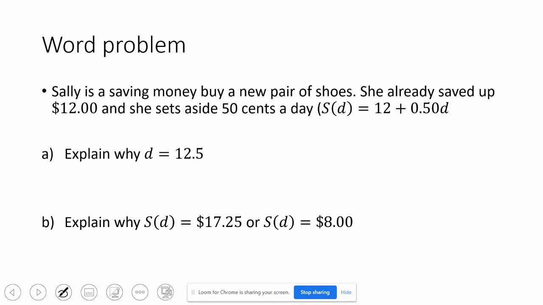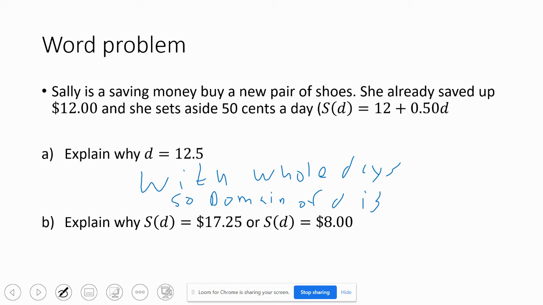One example left, a word problem. Sally is saving money to buy a new pair of shoes. She already saved up $12. She sets aside 50 cents a day. Given the function s of d equals 12 plus 0.50d, explain why d cannot equal 12.5. Well, we're only working with whole days. So the domain of d is whole numbers.